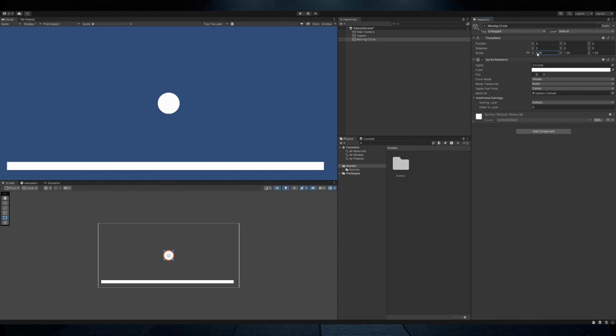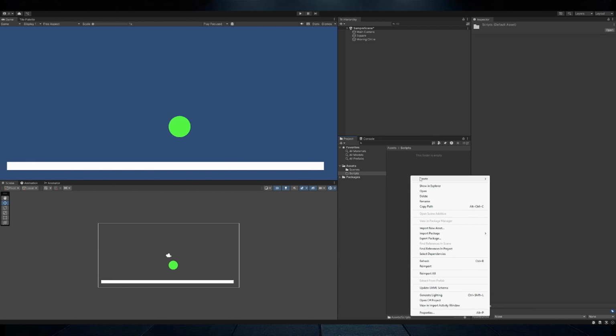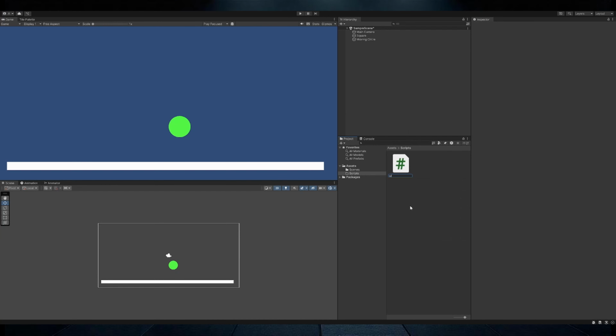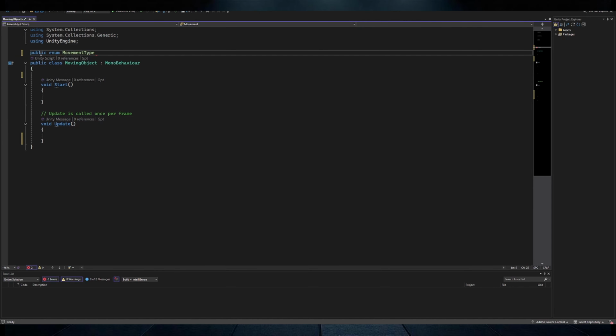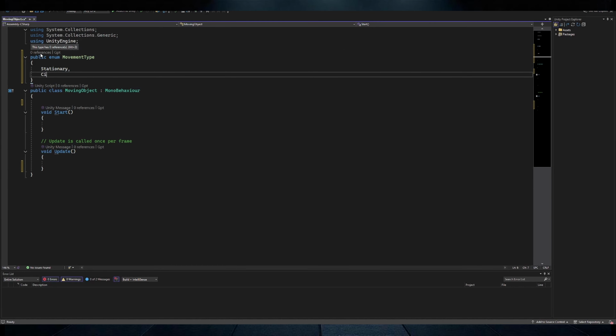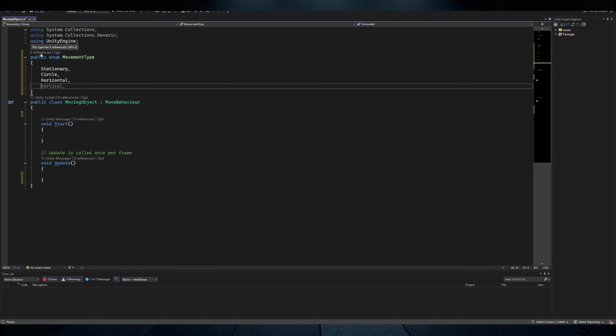We'll start fresh in Unity. Drop in a floor sprite and a circle sprite and create a new C# script for motion. Inside Visual Studio, we defined an enum for the motion types: stationary, circular, horizontal, and vertical.